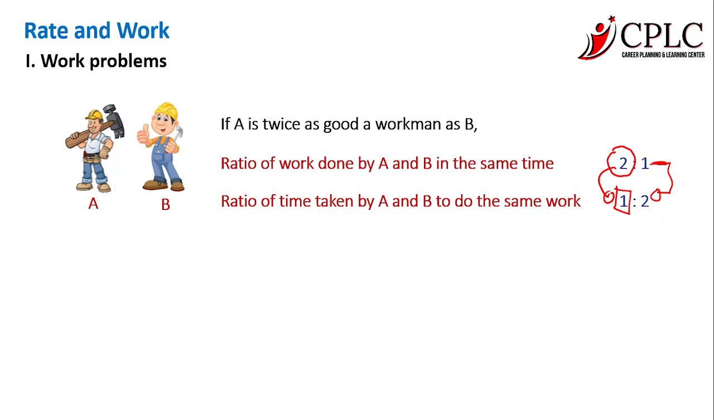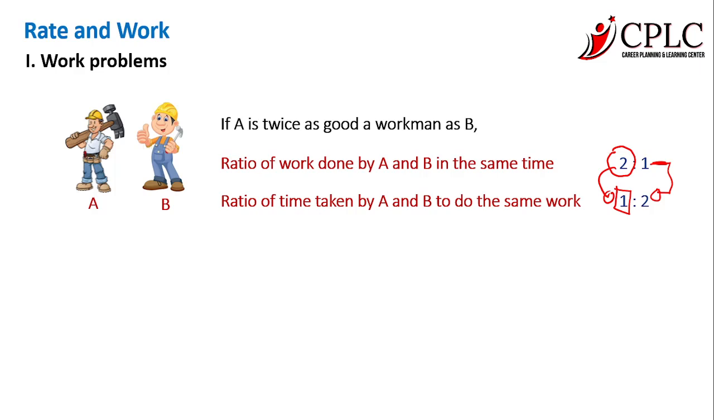Now, of course, what you need to remember here is that they can change this up. So, for example, they can say A is one third as good a workman as B. So from that statement, you need to figure out the work done ratio. And once you get the work done ratio, you inverse that and you get the time ratio, because time and work done are inversely proportional to each other, basically. So that's the idea behind it. So this is one way of representing efficiency.